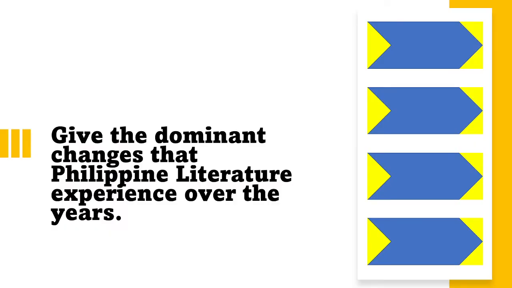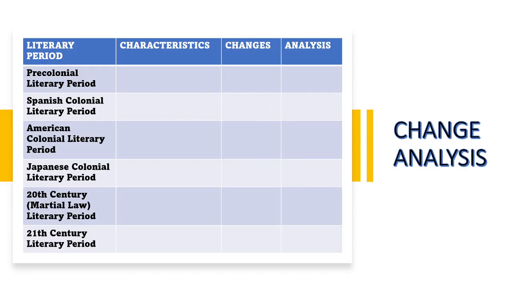Next, give the dominant changes that Philippine literature experienced over the years. So I want you to identify the dominant changes in the different literary periods. For the change analysis, I want you to write the characteristics, the changes, and the analysis in different periods.